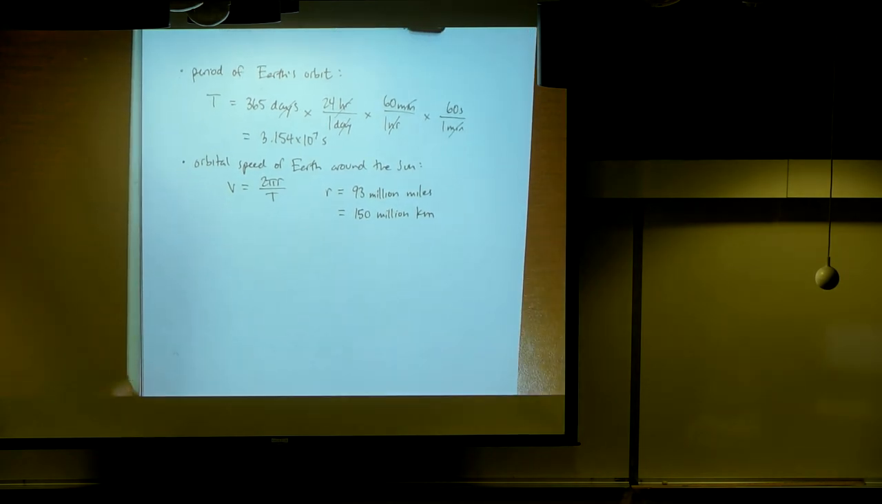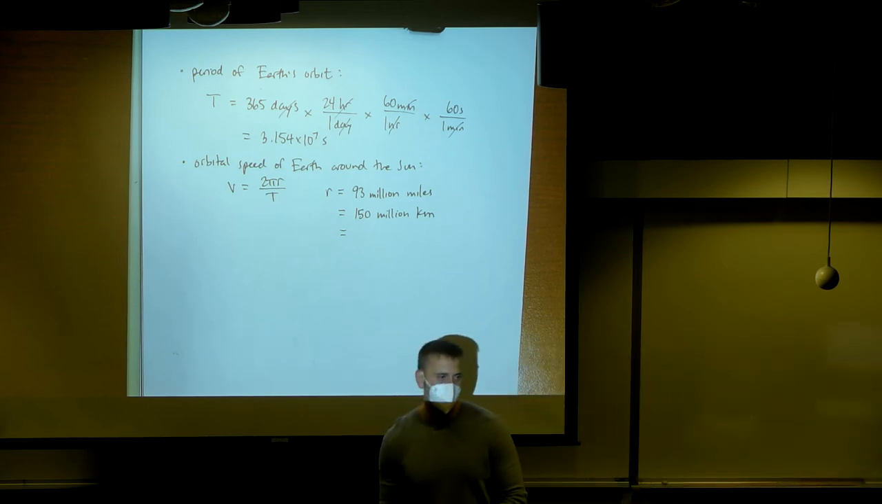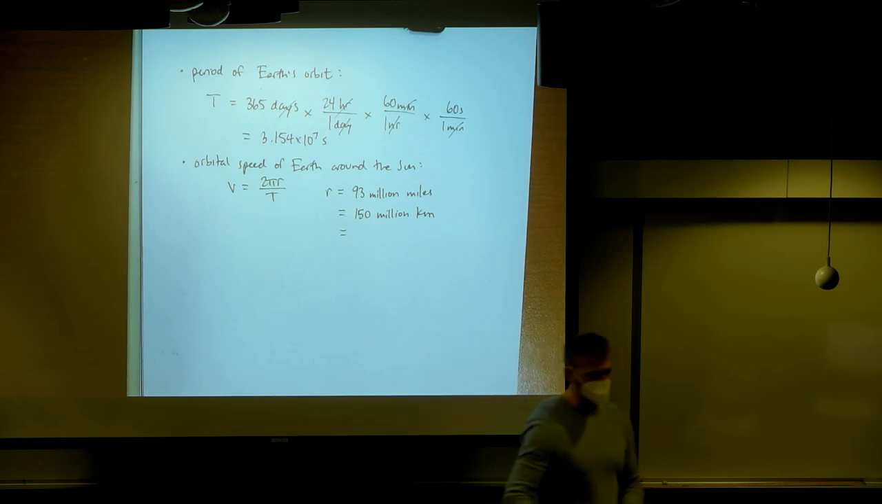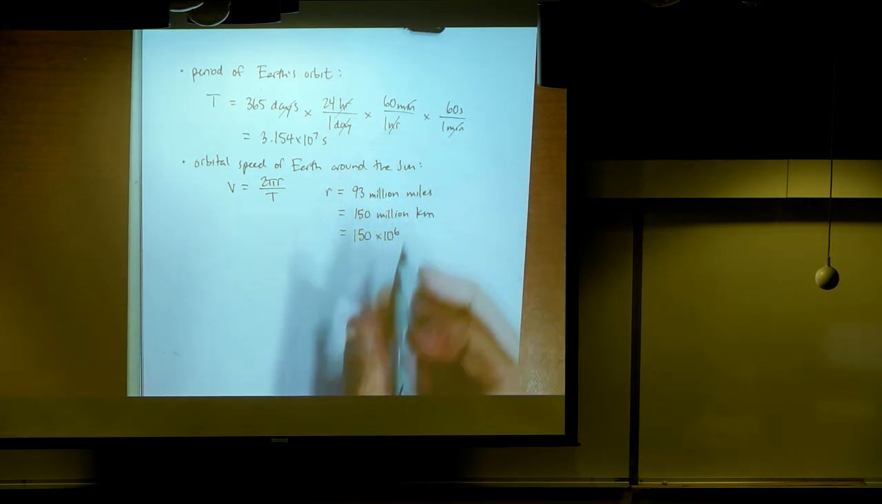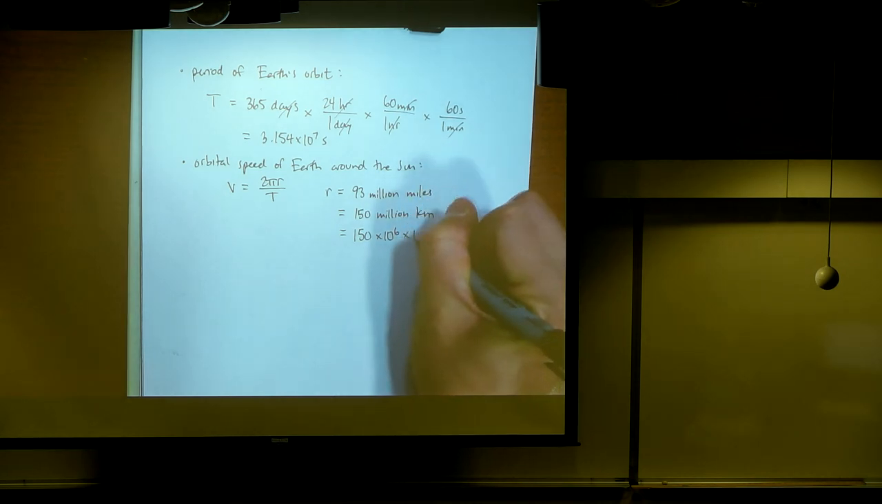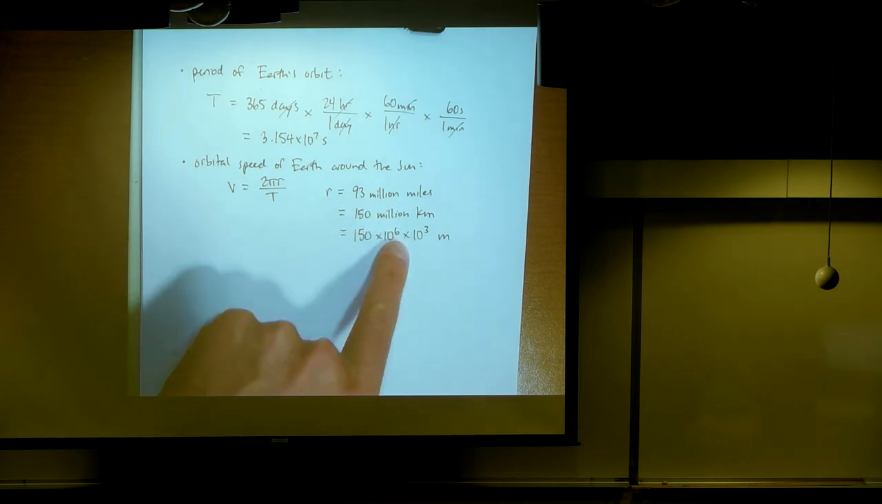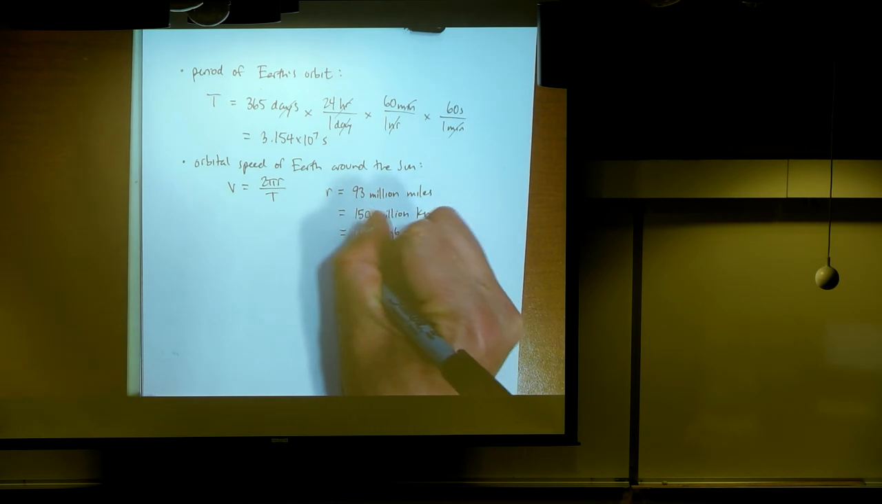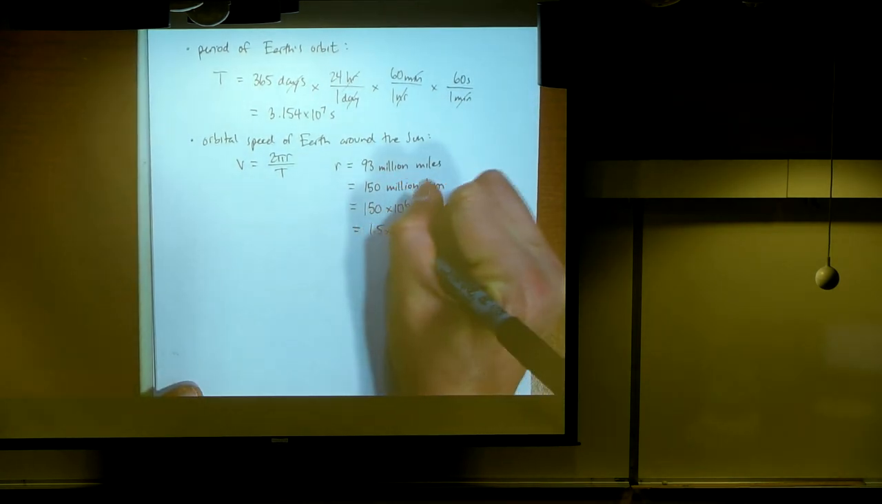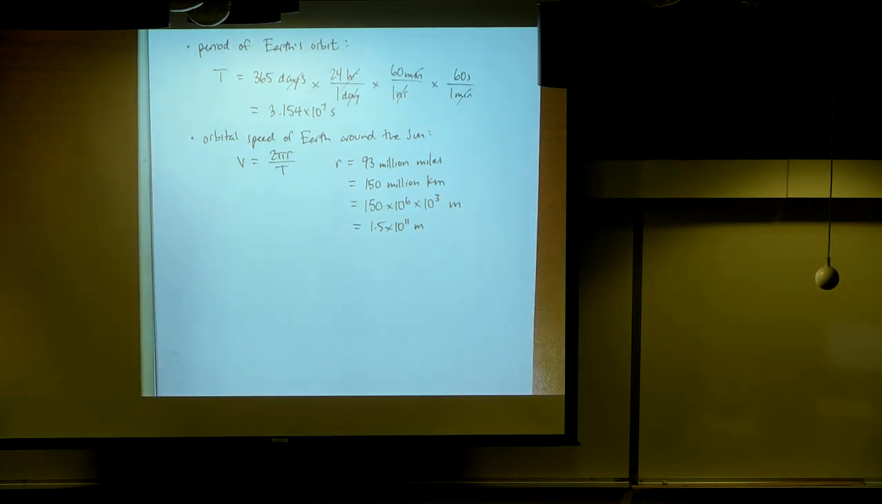Okay? Does anyone know, million, that's 10 to what power? 10 to the 6. So I could write this as 150 times 10 to the 6. And then kilo, that's 10 to the 3 meters, right? So 10 to the 6 covers the million part. 10 to the 3 covers the kilo part. So we have 150 times 10 to the 6 times 10 to the 3 meters. If you put that in a more compact way, that's 1.5 times 10 to the 11 meters, okay? So it's like 150 billion meters, the distance from the Earth to the Sun.